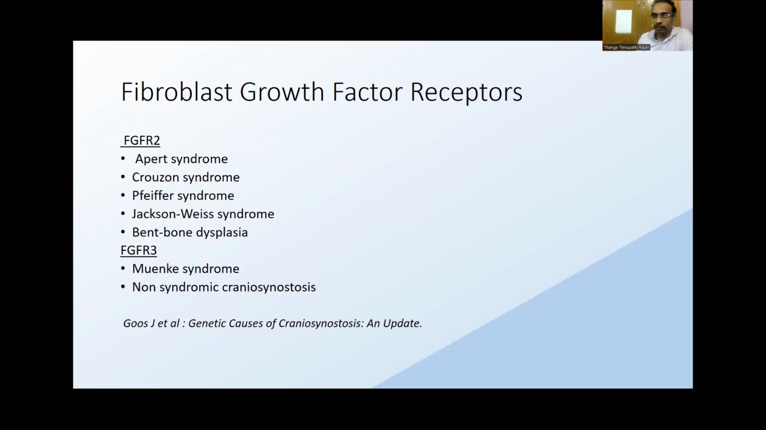If you want to go through all this update, there's a very good review paper by Goos J et al., a genetic update of craniosynostosis. I think it covers up to 2018. They have done a very nice meta-analysis of all the studies and given very concise information in it.